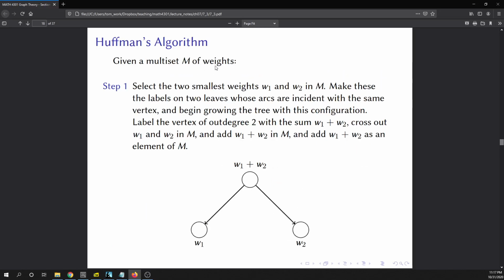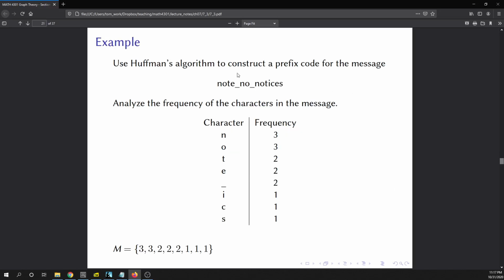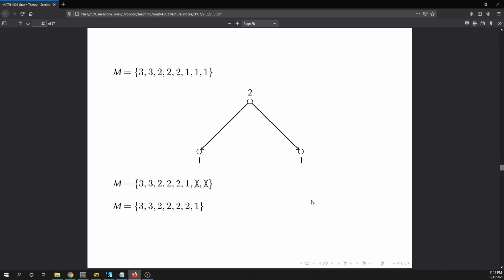So that is the multiset that we would start off with. For each message that we want to encode, there's going to be a different multiset, but here's how you get the multiset, by looking at the frequencies. And then now we start off with Huffman's algorithm.